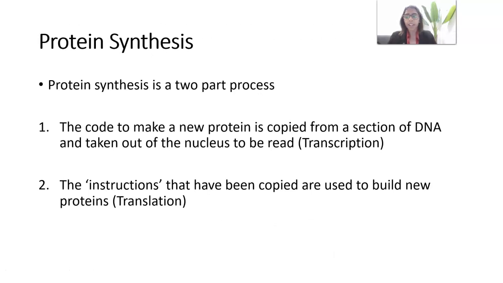Okay, so now we're going to be looking at protein synthesis. Now, this comes in two stages. The first stage we're going to focus on today is stage 1, which is transcription. This is when the code to make a new protein, that gene sequence, is copied from DNA, remembering that DNA cannot leave the nucleus, and it's taken out of the nucleus to the cytoplasm and then eventually to ribosomes. The second part of protein synthesis is when this instruction code, copied by mRNA, is then used to build new proteins.